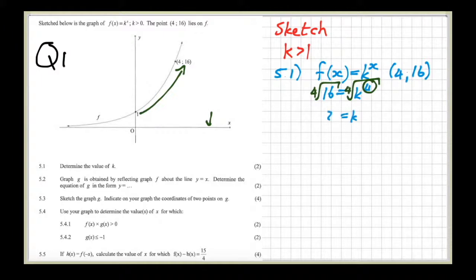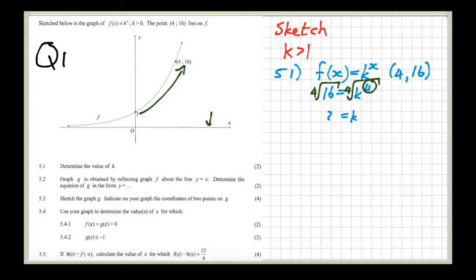Now, very theoretically, you've got to remember, because it is an even power root, that I must actually put a plus minus in front of the k. But because they did tell me that k is larger than 0, it's not really necessary. So there you've got 5.1 done and dusted.